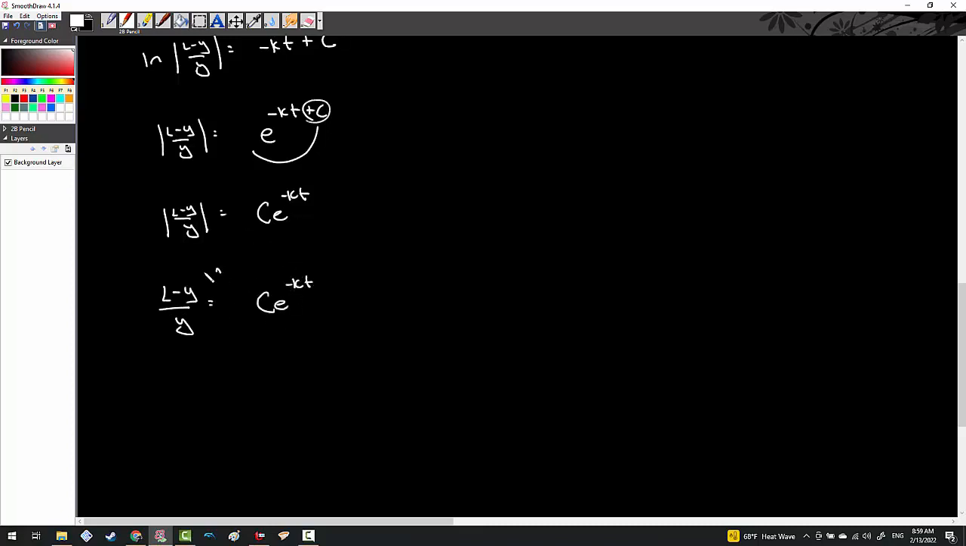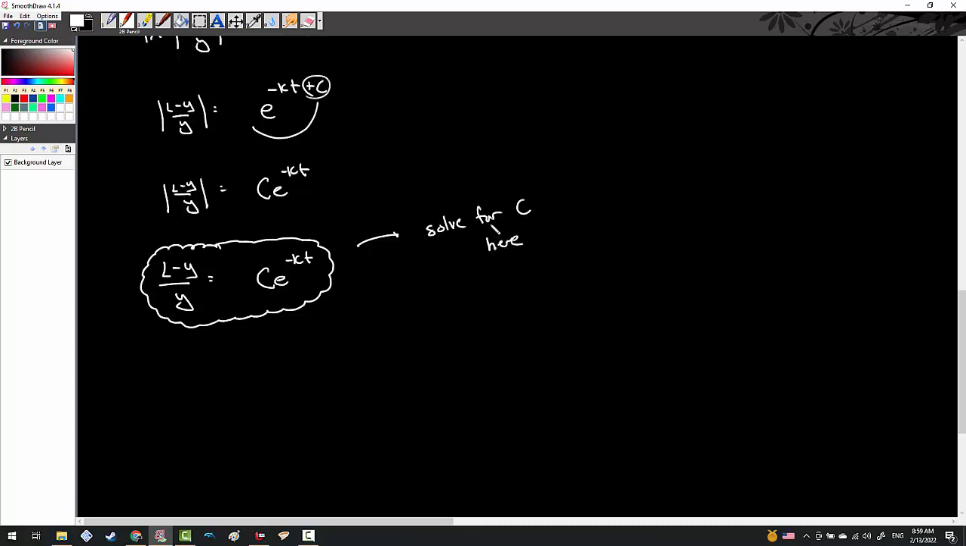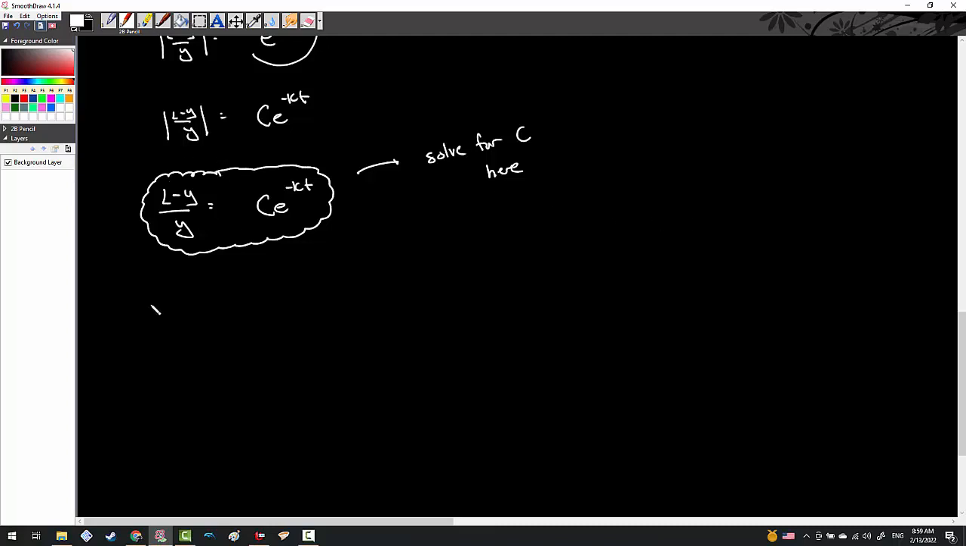At this point in time, it might not be a bad idea to solve for c. This might be a place where, if it was necessary, if they gave you an initial condition, solve for c here if you want to. So in this case, now I'm going to go and say L over y minus 1. I just reduced my fraction here, equals ce to the negative kt. So I have L over y equals ce to the negative kt plus 1.